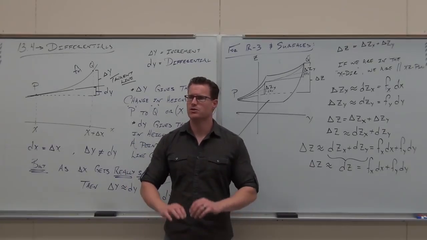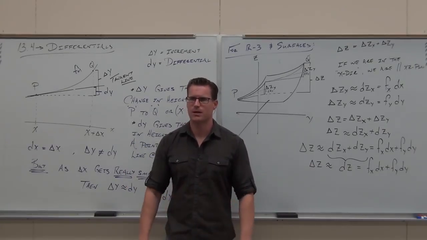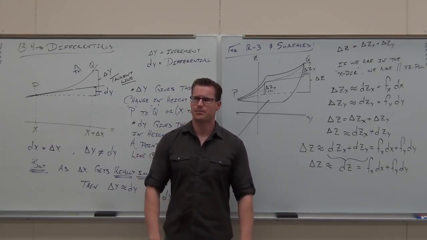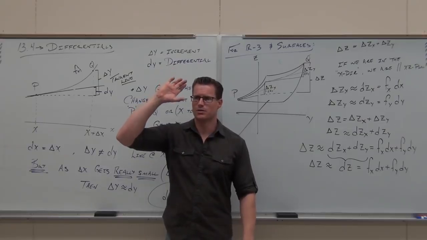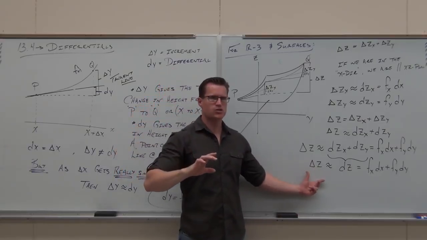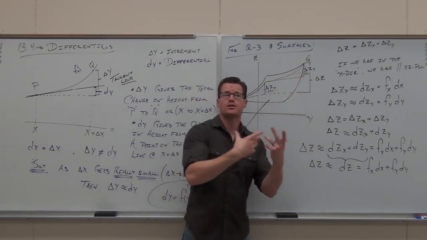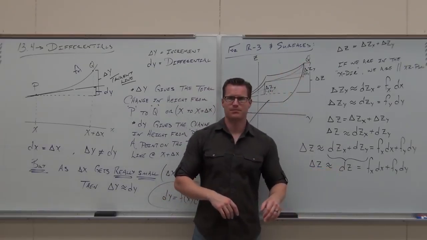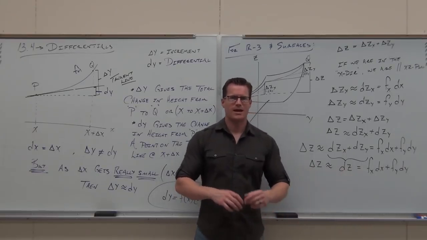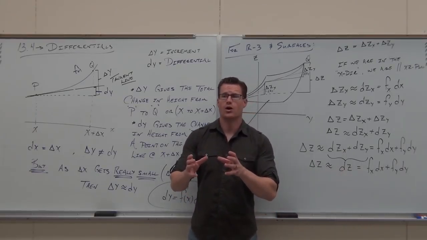Here's what you need to know in total for the situation. You need to know that any delta is actual change. So this delta z is the actual change in height from here to here. Do you understand that? It's approximated by dz. Is it a good approximation? Oh yeah.